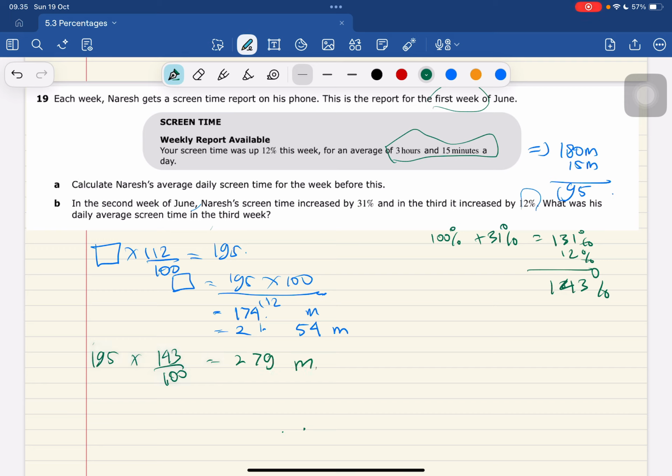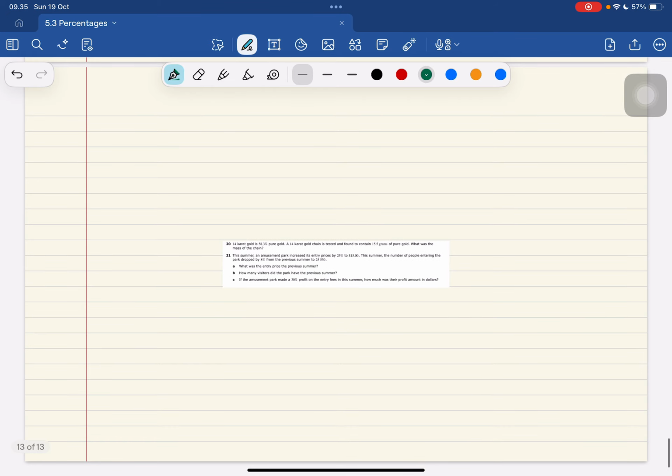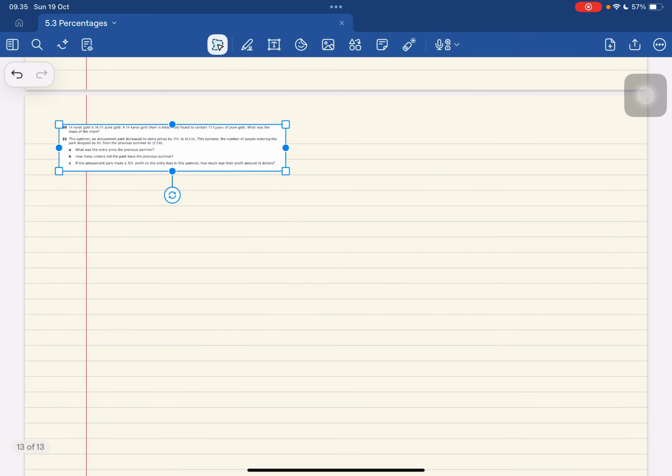221 minutes. So let's change it into hours. 221 minutes, so it's going to be 3 hours, and then 0.68 times 60. So 3 hours and 41 minutes. Okay, there it is.